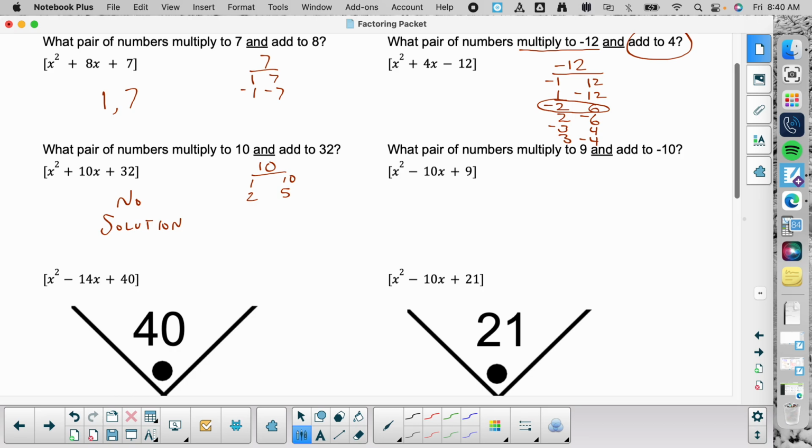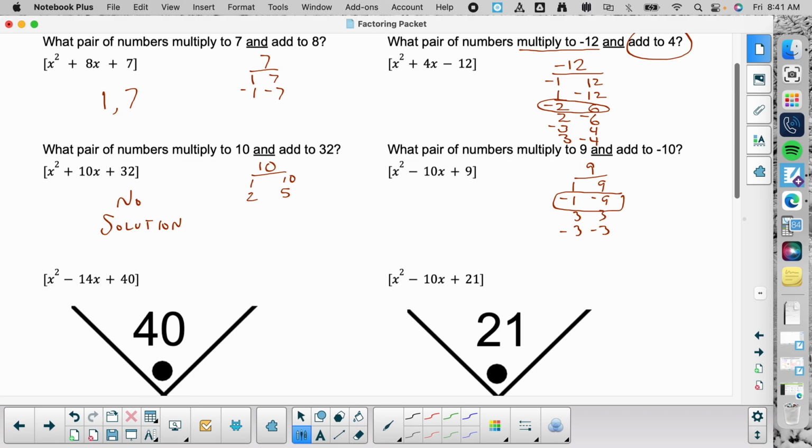Let's go to Macy. On vacation so long, we gotta get you back into the swing of school. What'd you get? Perfect. So I've got 1 and 9, -1, -9, 3 and 3, -3, -3. And the only way to make -10 is if both the numbers are negative. Perfect.